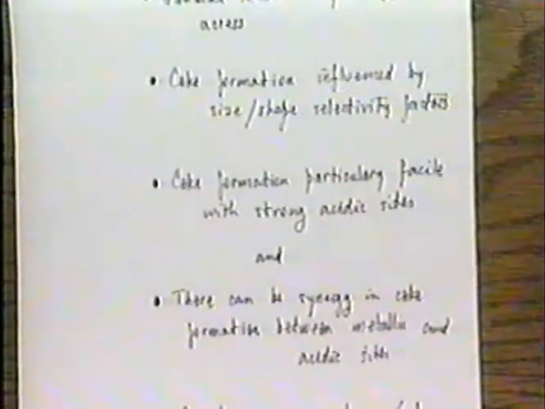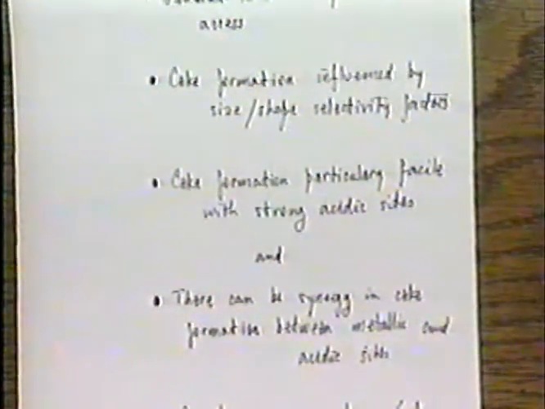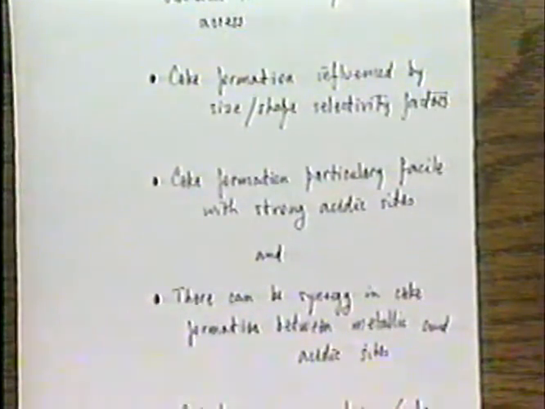As we'll show in a minute or two when I discuss, at least in one instance, some of the features of the coke-forming chemistry, coke formation can be influenced by size-shape selective properties of zeolites. And it's to some extent dependent on the acidic strength of the sites on the catalyst surface. The stronger the acidic sites, the more facile is the coke-forming reaction.